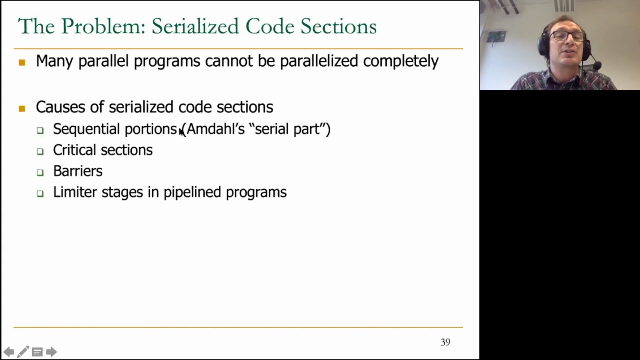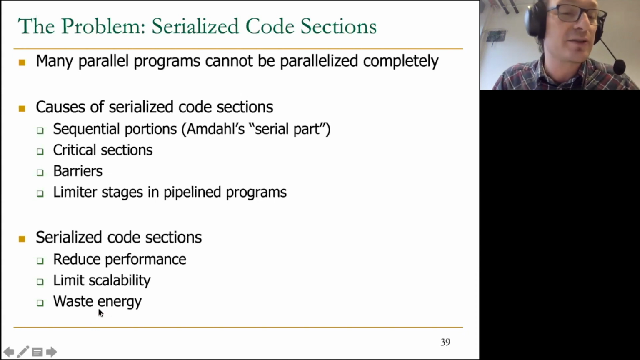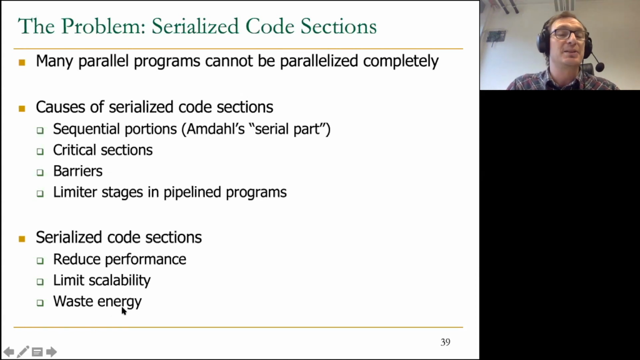There's only one thread that's executing them. This is what Amdahl was concerned about. It was his serial part. And then we talked about critical sections where only one thread can be present. We talked about barriers where threads are reaching a barrier point so that they could synchronize and go on. And we talked about limiter stages in pipeline programs also, if you remember when we talked about parallel memory scheduling, right? And serialized code sections, unfortunately, are not good for performance because they serialize the program. They limit scalability, and they also waste energy. So they're actually bad for performance, scalability, and energy.